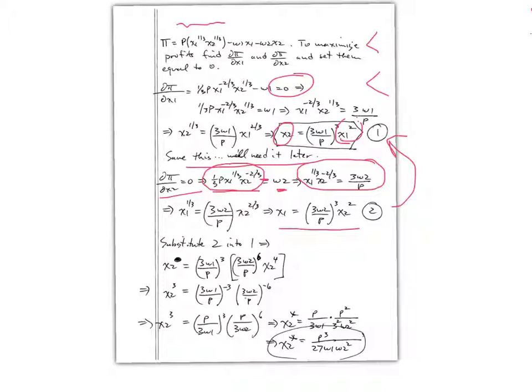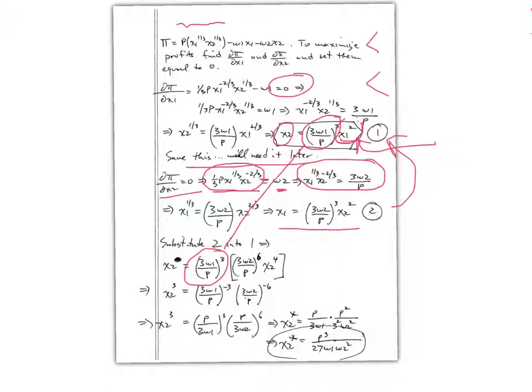So here we have x2 equals 3 W1 over P cubed. That's this part up here. Okay, those connect up. And then we have x1 squared here.